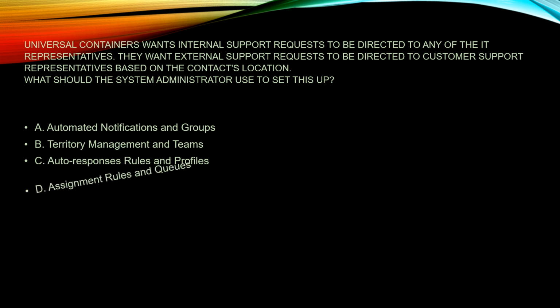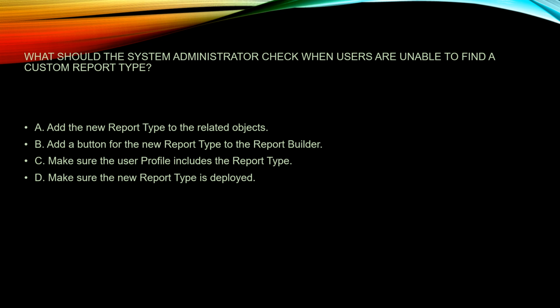And we are correct. What should the system administrator check when users are unable to find custom report types? This will actually come up all the time in your job. A, add the new report type to the related objects. B, add a button for the new report type to the report builder. C, make sure the user profile includes the report type. D, make sure the new report type is deployed.